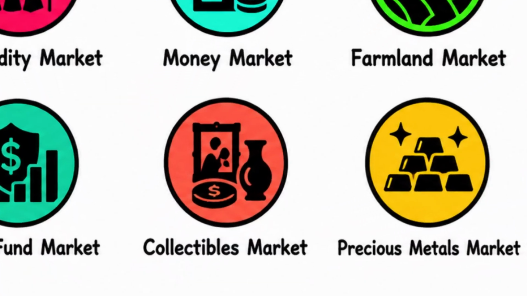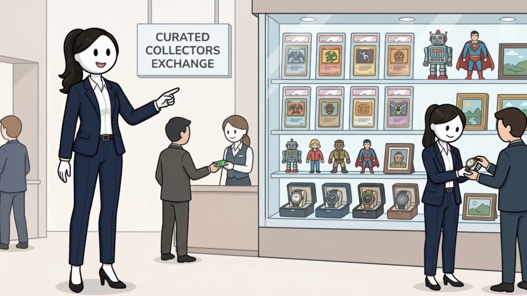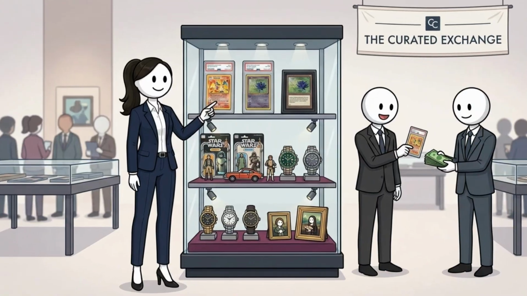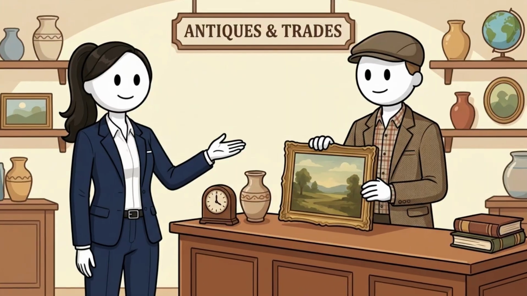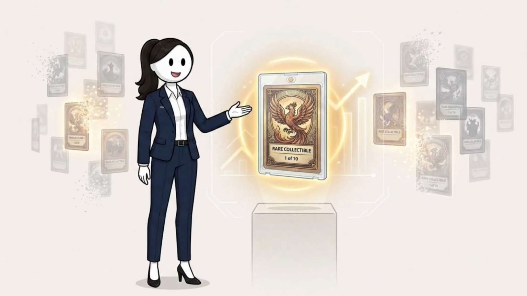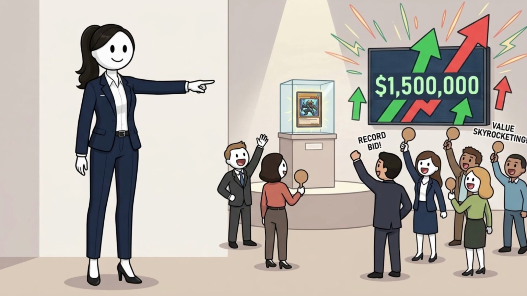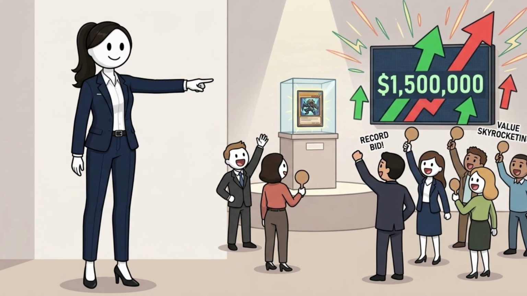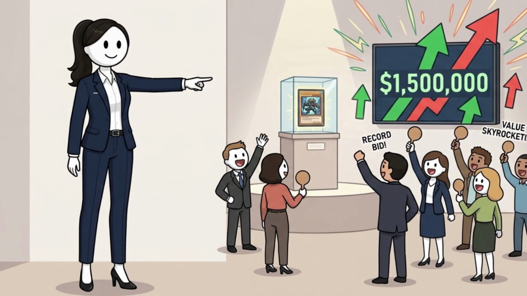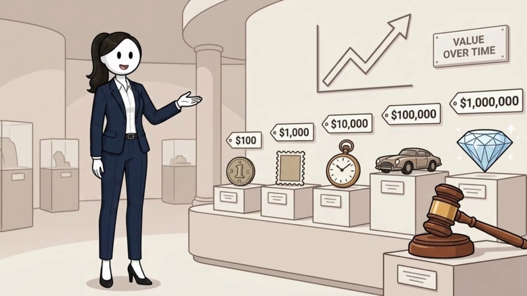The collectibles market. The collectibles market is where people buy and sell rare items like cards, toys, watches, or art. For example, imagine you keep a super rare Pokemon card while everyone else loses theirs. Years later, collectors want it badly and offer you a huge pile of money for that one card. And that's what collectibles market is and how it works.